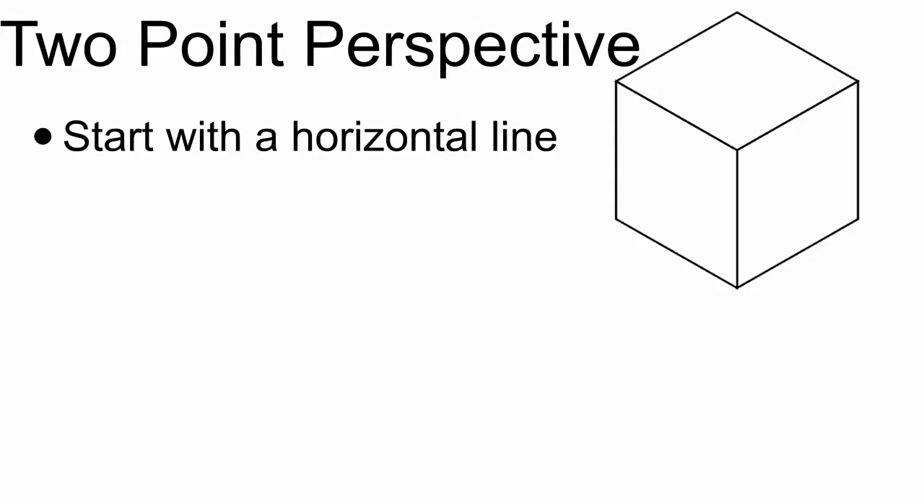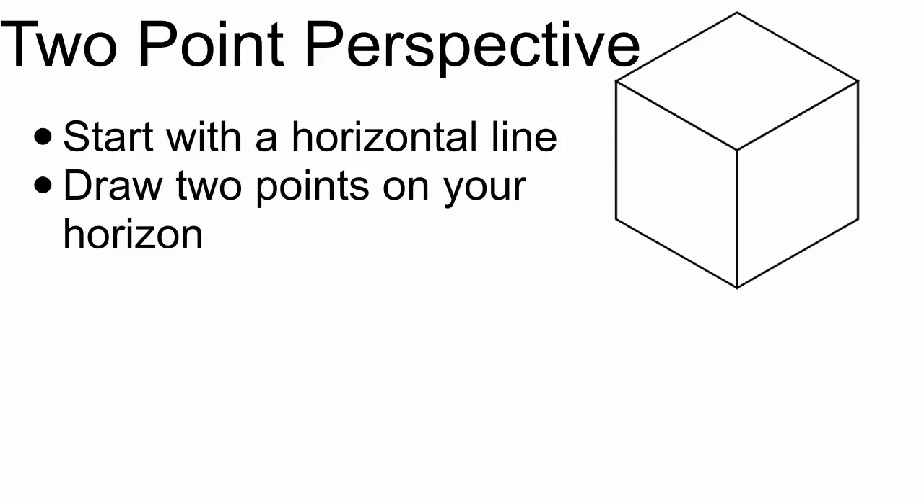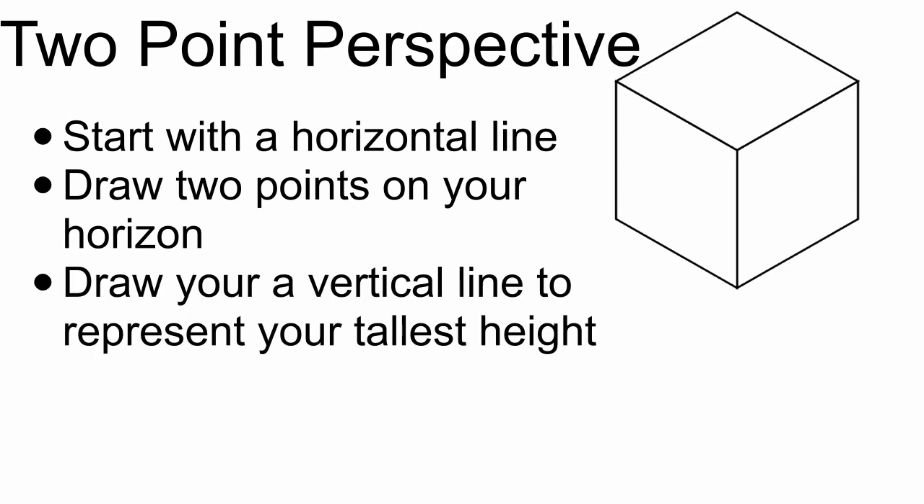Again, you're always going to start with a horizontal line, that's called a horizon line. Instead of 1 point this time, with a 2 point perspective, you're going to draw 2 vanishing points on your horizon. From there, you're going to draw a vertical line that represents your tallest height, and that vertical line should be a construction line to start off with. On this part, it doesn't matter that much, but on other parts, it will matter a whole bunch.